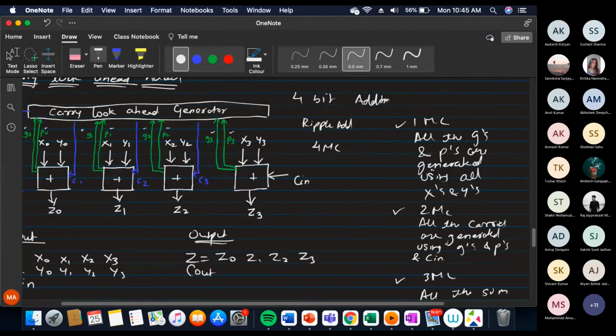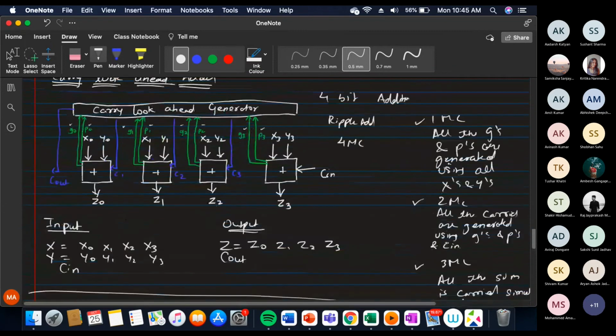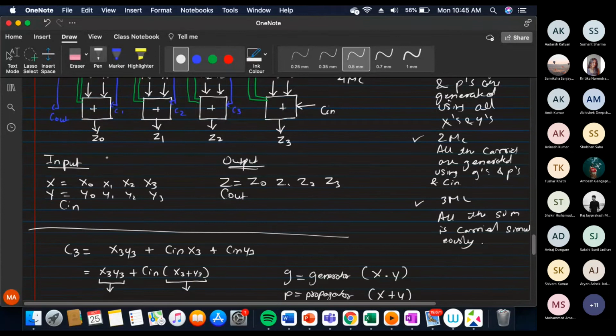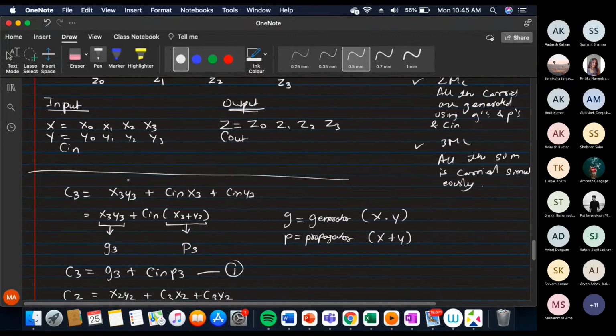If the exam asks what a carry look ahead adder is, you need to draw this circuit. After drawing it, you need to tell what the input is and what the expected output is. After that, you need to start explaining these equations.